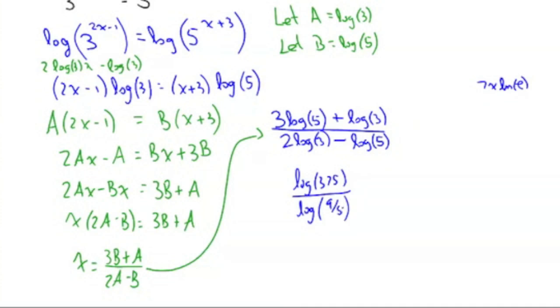Can you repeat that? Using the laws of logarithms, the 3 goes on the 5 as a power. 5 to the third is 125. The plus sign means that the insides get multiplied, so you get 125 times 3, which is 375. The 2 goes on the 3, becomes 3 squared, which is 9. The minus sign means division, so the 5 is in the bottom, so it becomes log of 9/5.